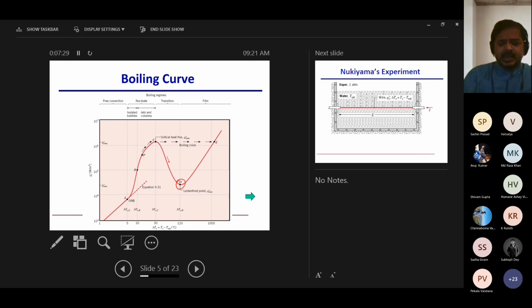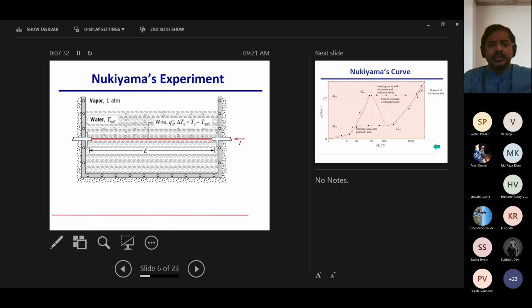let us say you are conducting an experiment, which is what Nukiyama did. Wataru Nukiyama, he's the one who came up with this boiling curve. Okay, we must acknowledge him. Nukiyama did an experiment. In the experiment, he took a pool of water, as you can see here. There were some heaters on the walls to keep it close to saturation temperature. And then he had a wire going through. Okay. And he applied a voltage across the wire and let a current flow through it.